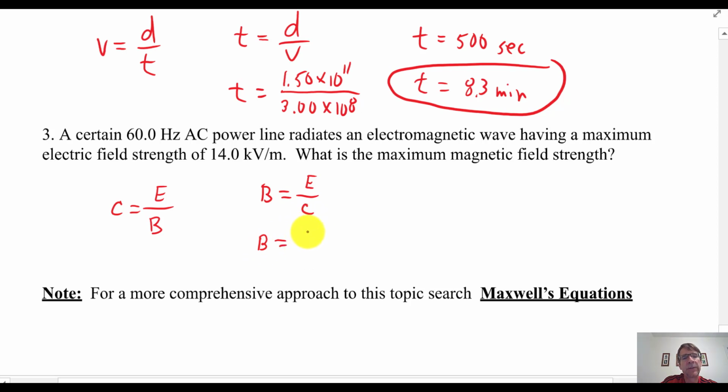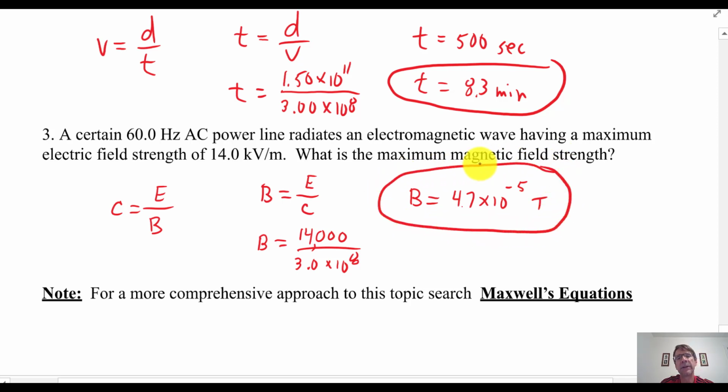It's 14 kilovolts per meter. That's 14 and then 3 zeros. So it's 14 times 10 to the third, divided by 3.00 times 10 to the 8th. That's the speed of light. So I do the math there. The magnetic field strength around this power line is 4.7 times 10 to the negative 5th Teslas, which is about the same as the strength of the Earth's magnetic field in the room you're sitting in.